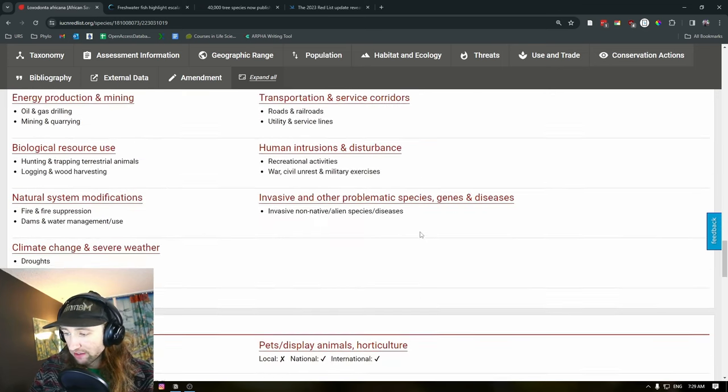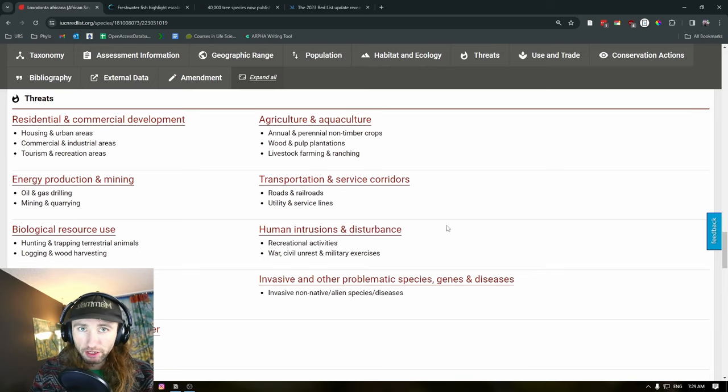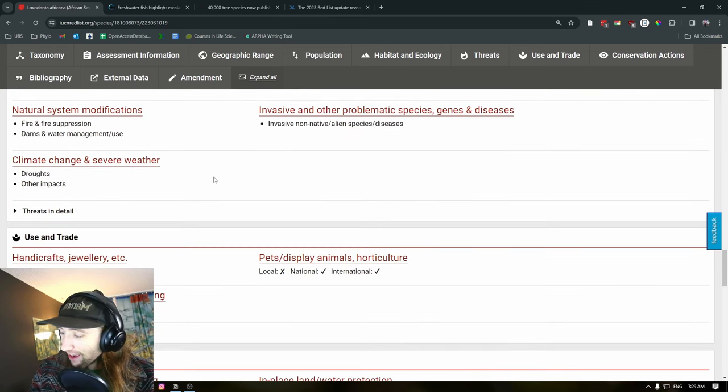What I'm really trying to get at is the IUCN is an incredible, incredible resource, and so much conservation work would not be possible without it. Here we can see different threats. With elephants, it's just kind of everything.